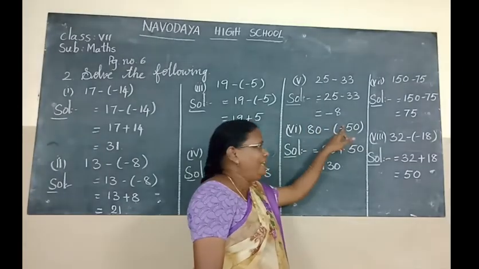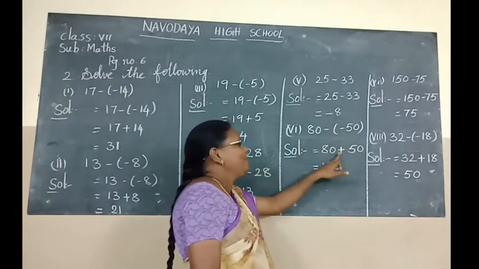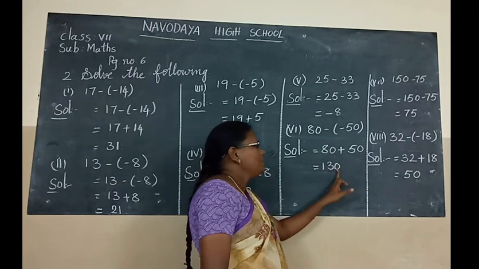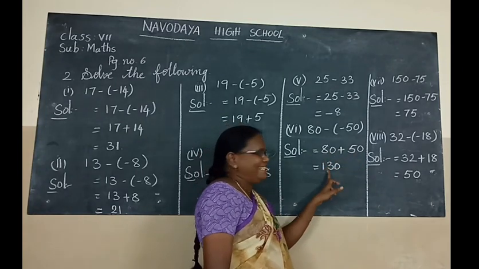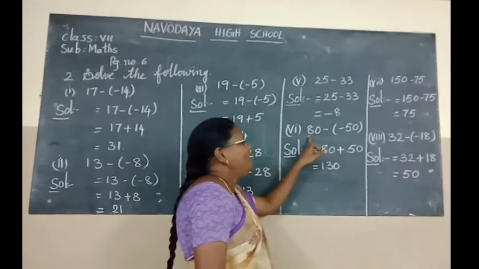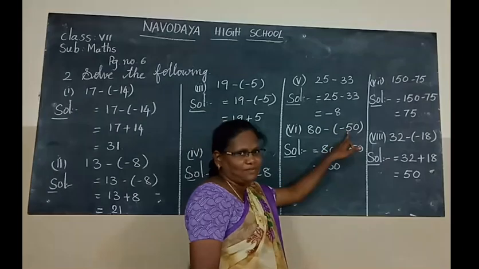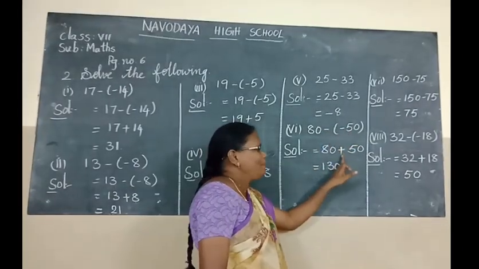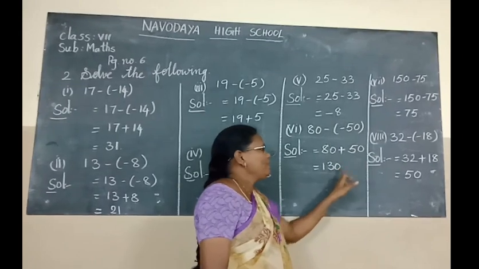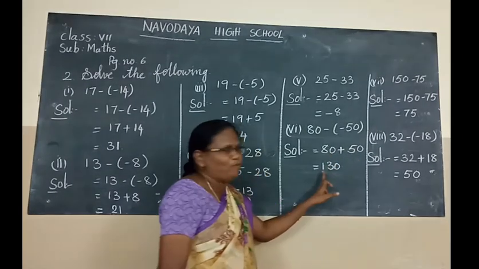Minus of minus 50. Minus into minus plus. 0 plus 0, 0. 5 plus 8, 13. Once again listen to this sum. 80 minus of minus 50. Minus into minus plus. 0 plus 0, 0. 5 plus 8, 13. 130.